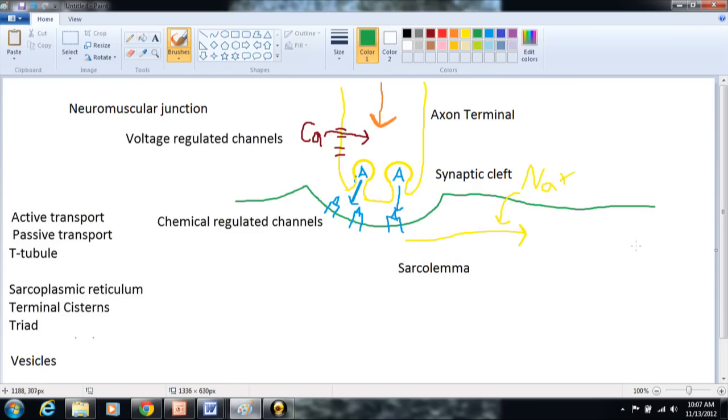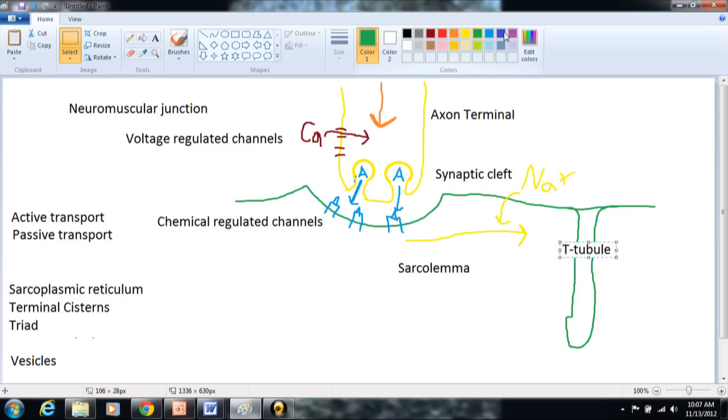Okay, there are extensions of the sarcolemma that go into the muscle cell called a T-tubule. Okay, it kind of makes a T shape. So this is our T-tubule here.